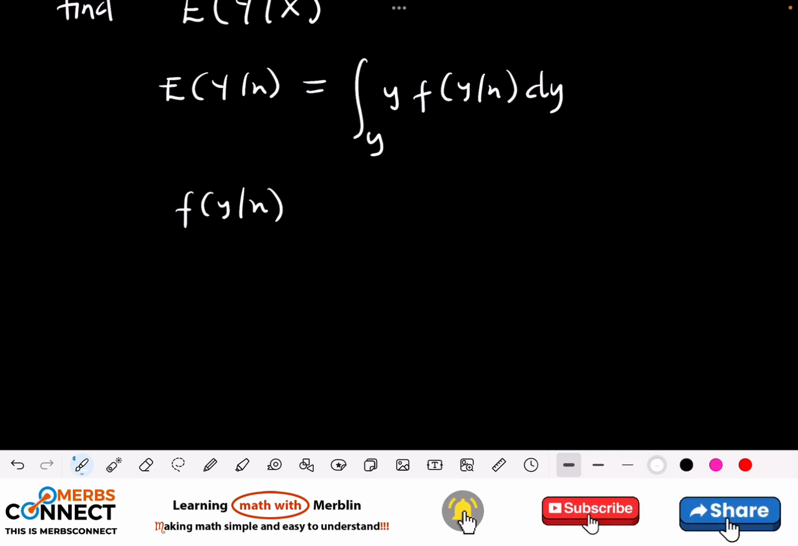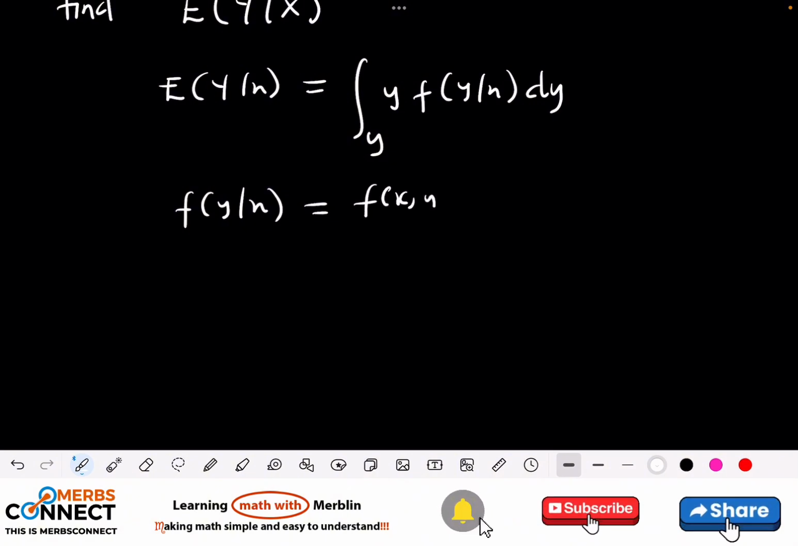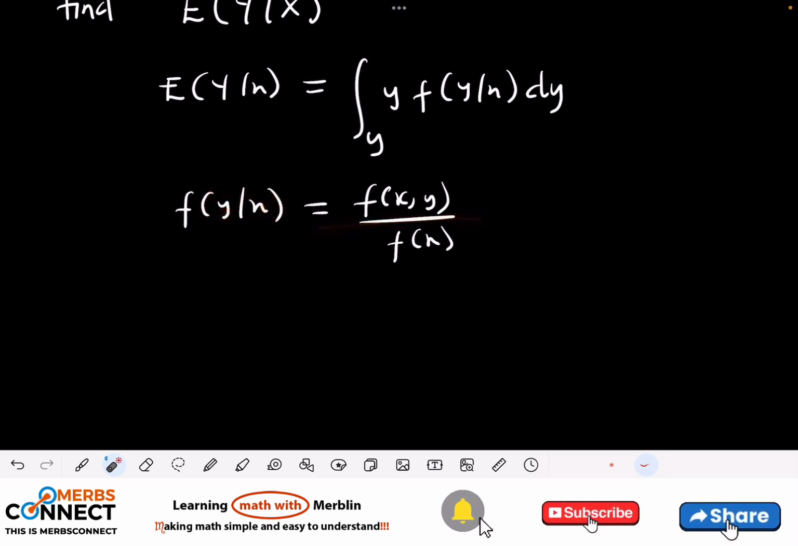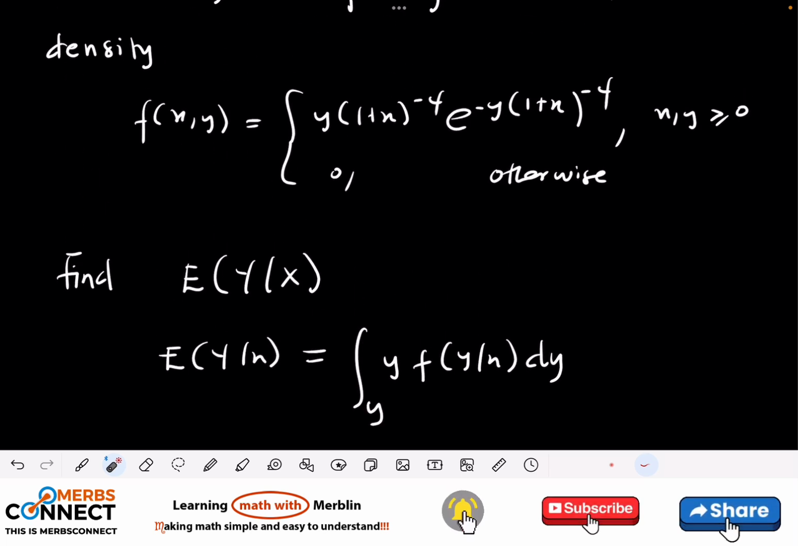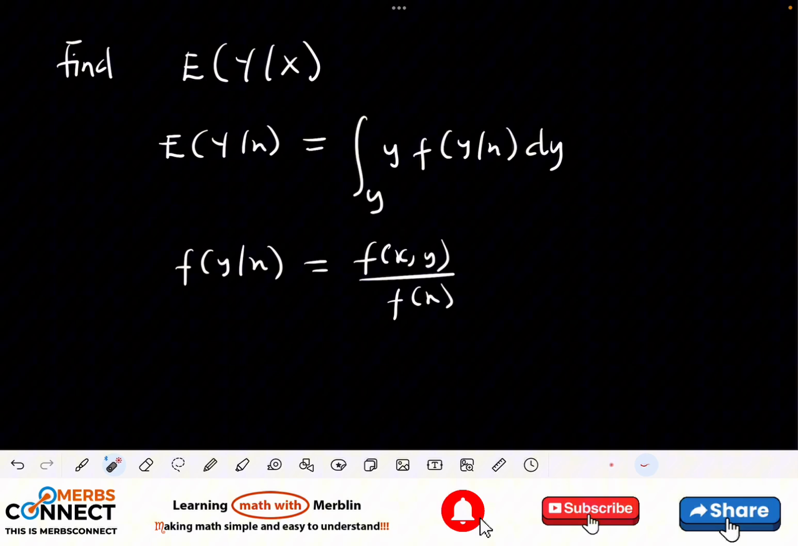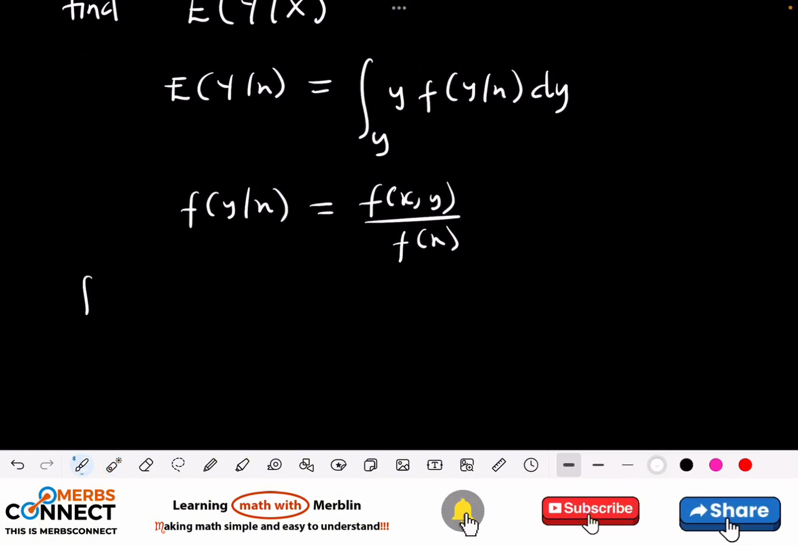F of y given x is equal to the joint function divided by the marginal function. So the joint function of x and y divided by the given, right? Like this one here, y given x, so divided by this. So this is the same as this. Now we know this from the question, which is here, but we don't know the marginal of x. So it means that now we need to go and find the marginal of x.